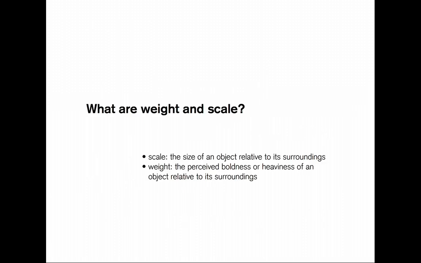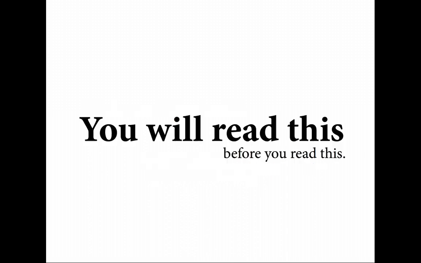Scale and weight. This is the easiest of all of them to really comprehend, because scale is the size of an object relative to its surroundings, and we all understand that some objects are smaller and larger than other objects, right? Then we also have weight, the perceived boldness or heaviness of an object, always in relation to its surroundings. Scale and weight cannot exist in a vacuum, as they say. It's always in relation to its surroundings.